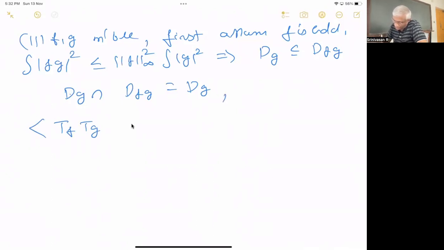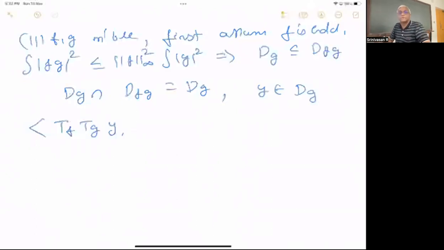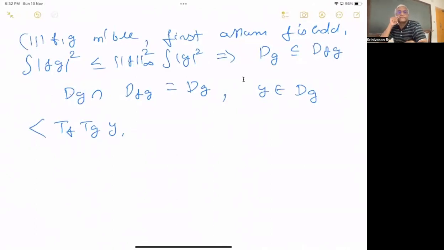So let Y be in the domain of DG and TFG. What do we want to prove? We want to prove that, with the X, one second, let me just write. We want to write this, right? TFTG X.